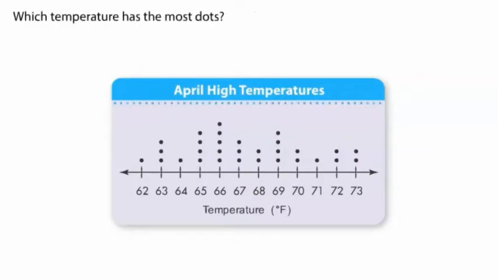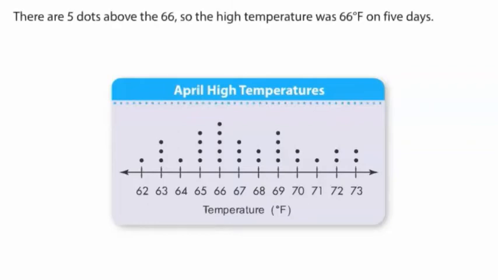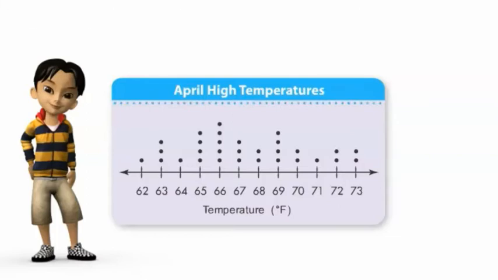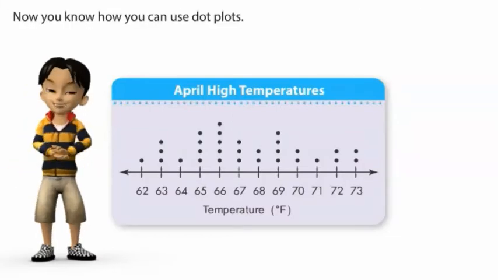Which temperature has the most dots? There are 5 dots above the 66, so the high temperature was 66 degrees Fahrenheit on 5 days. The temperature that occurred as the high temperature most often in April was 66 degrees Fahrenheit. Now you know how you can use dot plots.